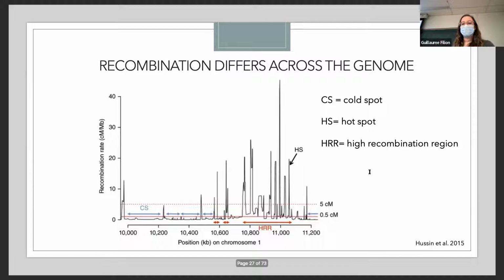And so we'll go over what it means to be associated to tag SNPs, but the tag itself is more just defining a region as opposed to a very specific SNP.